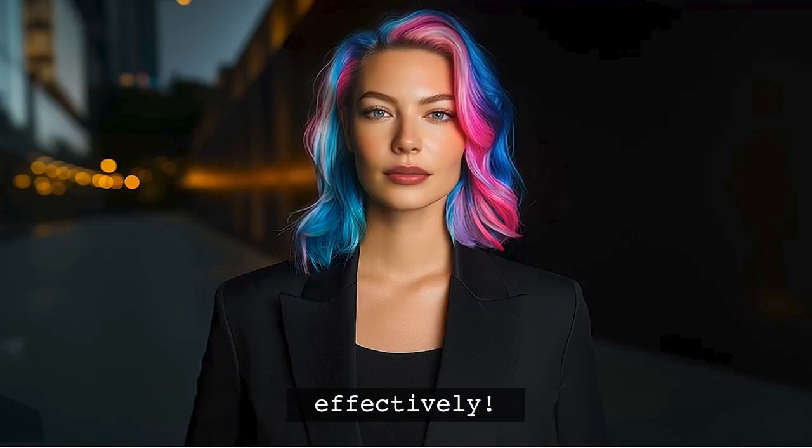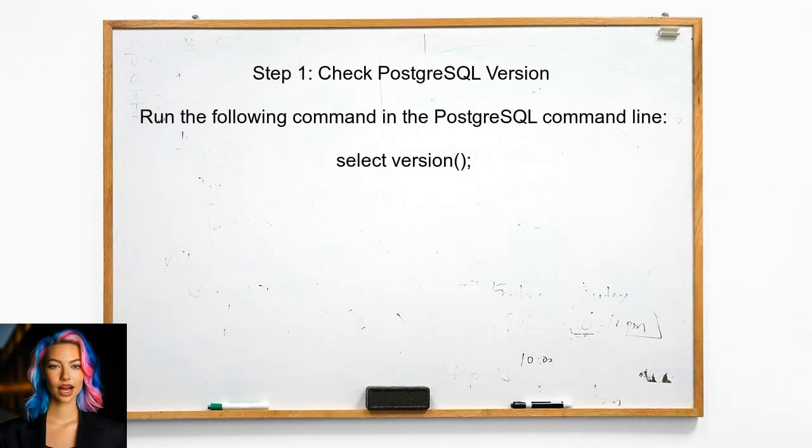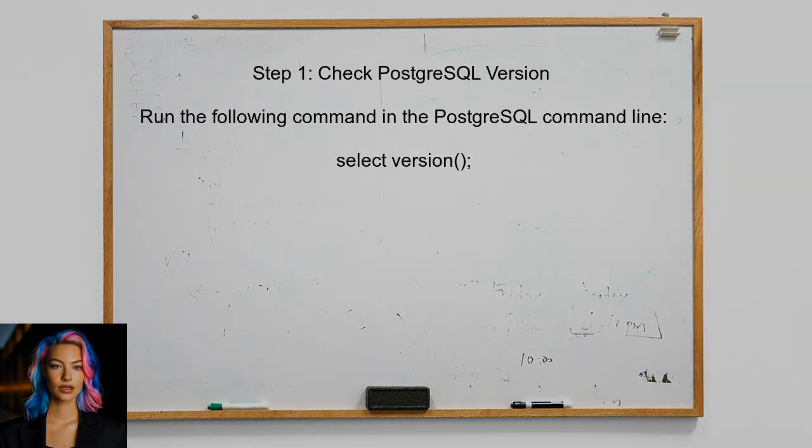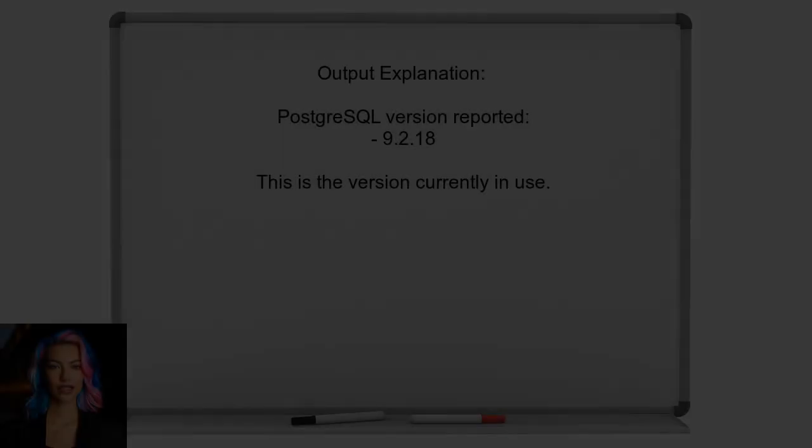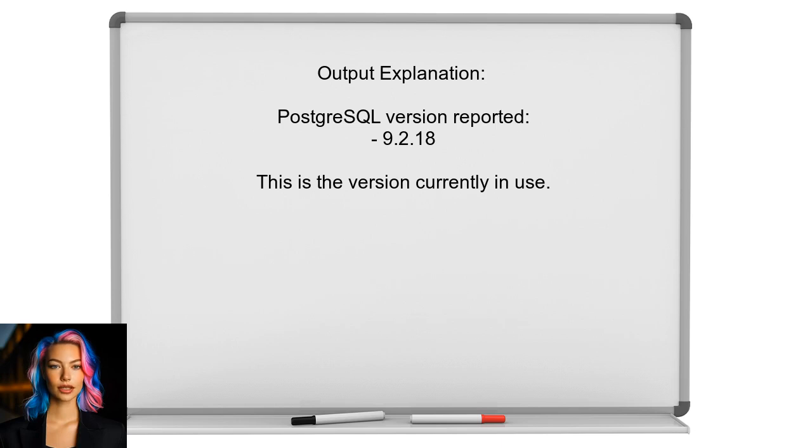To determine the version of PostgreSQL installed, the user should first check the version reported by the database itself. This can be done by executing the command select version in the PostgreSQL command line interface. The output from this command indicates that the user has PostgreSQL version 9.2.18 installed. This is the version that the database is currently using.